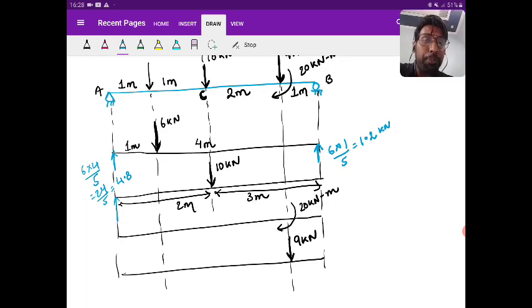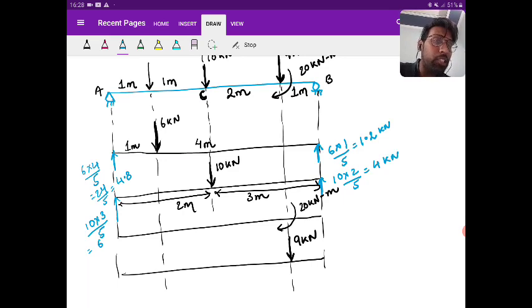Look at the next, 10. Again Pa by L, Pb by L concept. So 10 into 3 by 5, that is 30 by 5, that is 6. And on the other side, 10 into 2 by 5, that is nothing but 4 kilonewton.